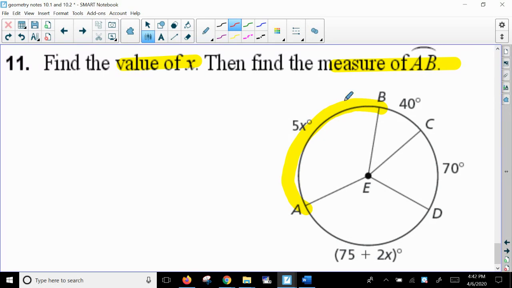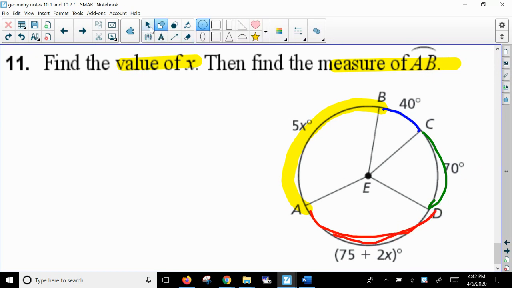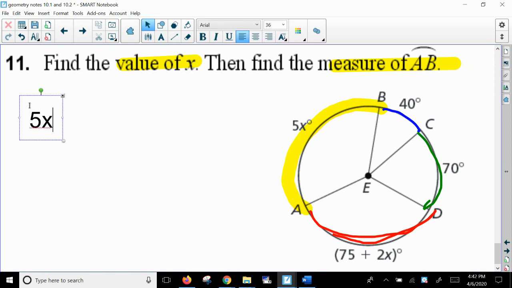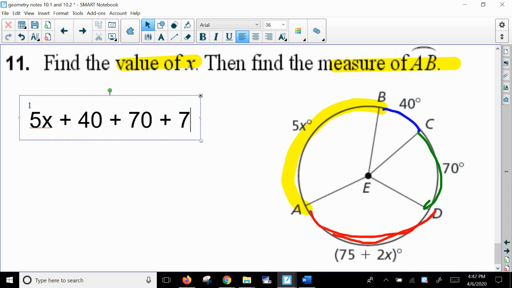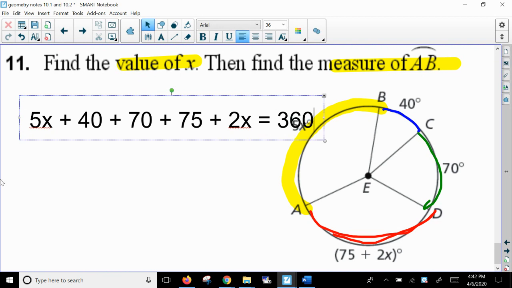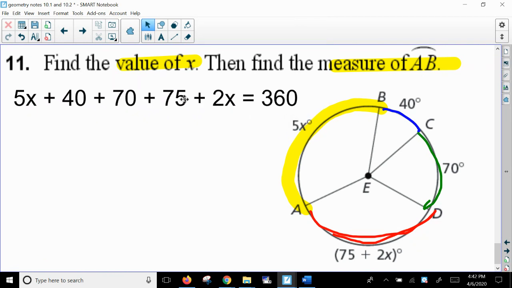That slice is 5x. And this slice is 40. And then this slice is 70. And this slice is 75 plus 2x. So I'm about to add all these slices, set it equal to 360 to solve for x. I'm going to add 5x, 40, 70, and 75 plus 2x. You do not need those parentheses. Together, it's supposed to total 360.